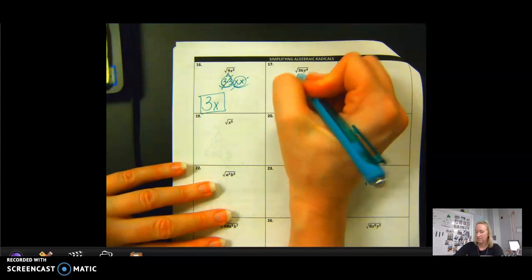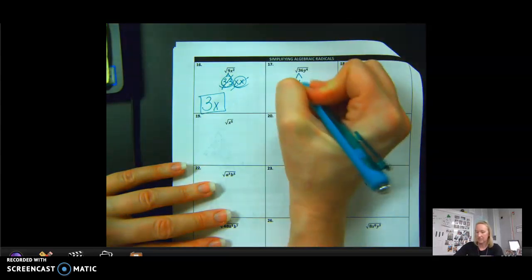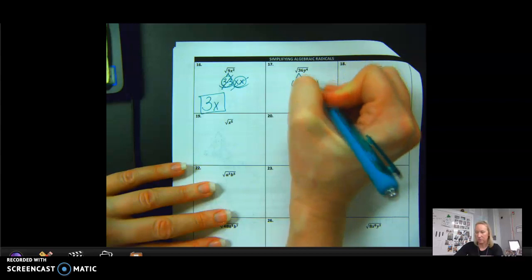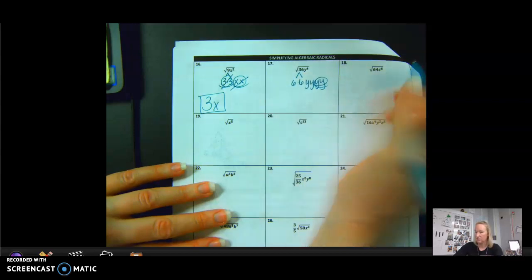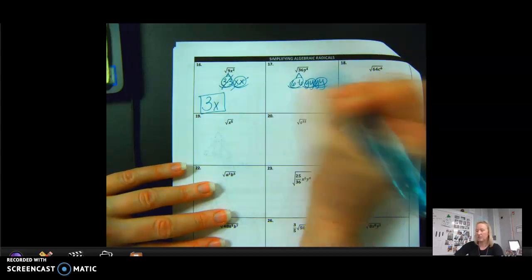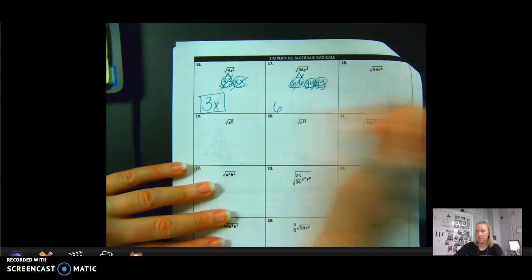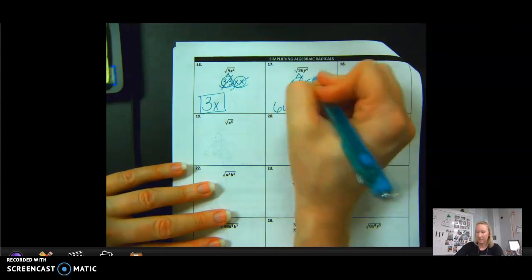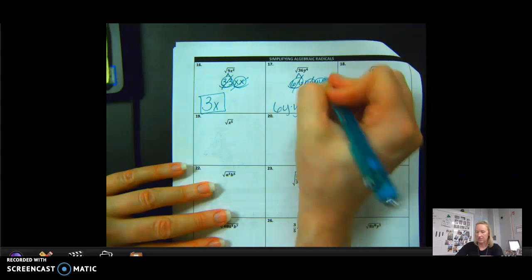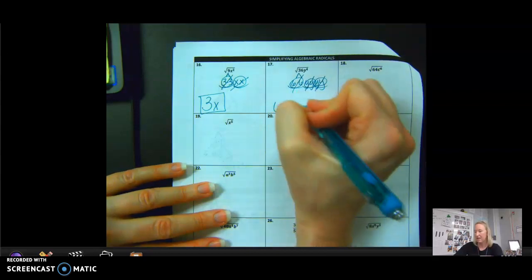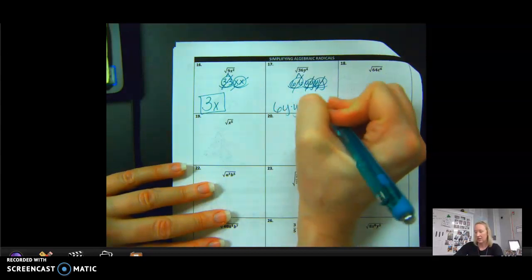Same thing here. That's 6 times 6, and I have y, 2, 3, 4 of those y's, so I have a pair of y's. I have another pair of y's, and I have a pair of 6. So 6 comes out, that's gone. Y comes out, that's gone, and another y comes out, and that's gone. There's nothing left in the radical, but I need to reduce that to 6y squared.